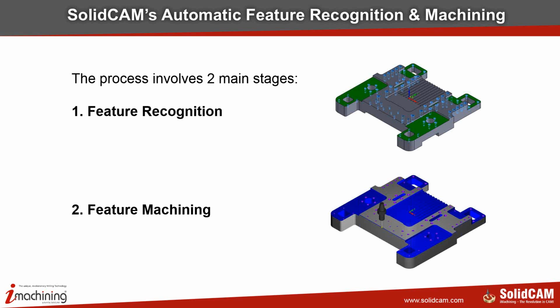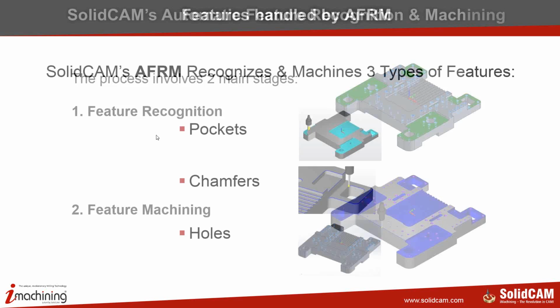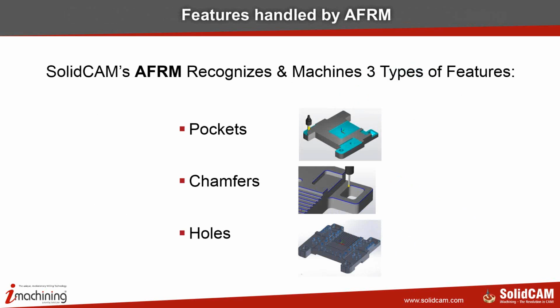Now, what kind of features do we recognize at this moment in SolidCAM itself? Well, there are three basic features that we recognize. One is feature recognition for pockets, for recognizing all the pockets. Another one is chamfers, creating chamfers on sharp edges. And another one is holes.